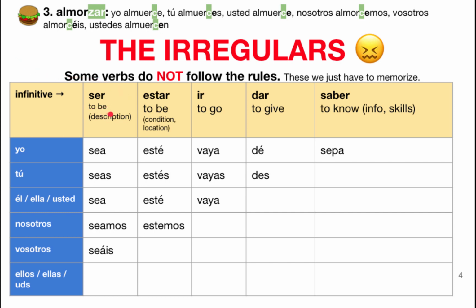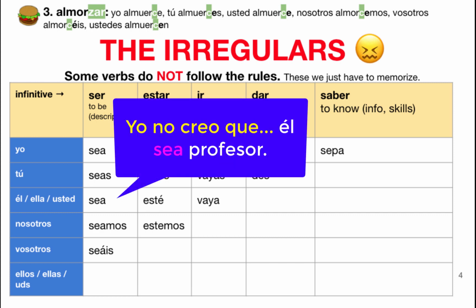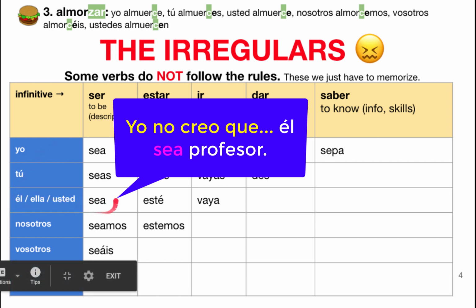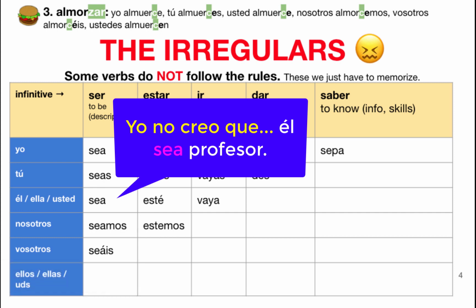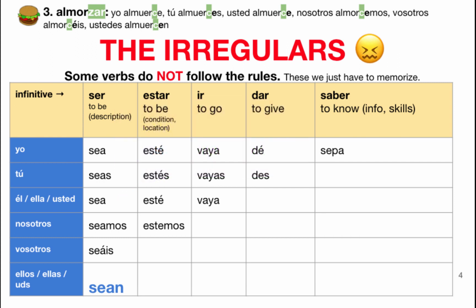So for ser, to be, as in description or occupation, right? Yo soy profesor. There's no doubt about that. I am a teacher. I would use indicative, yo soy. But if I wanted to say, well, I have doubt, I don't believe that he's a teacher, I would say, yo no creo que, I don't believe that, and then I need subjunctive because there's doubt there. So I would say, yo no creo que él sea profesor. So for the verb house boxes, we would fill them in like this, and the only one we have left for ser is ellos, ellas, ustedes, and I bet you could intuit that the last one is going to be sean.